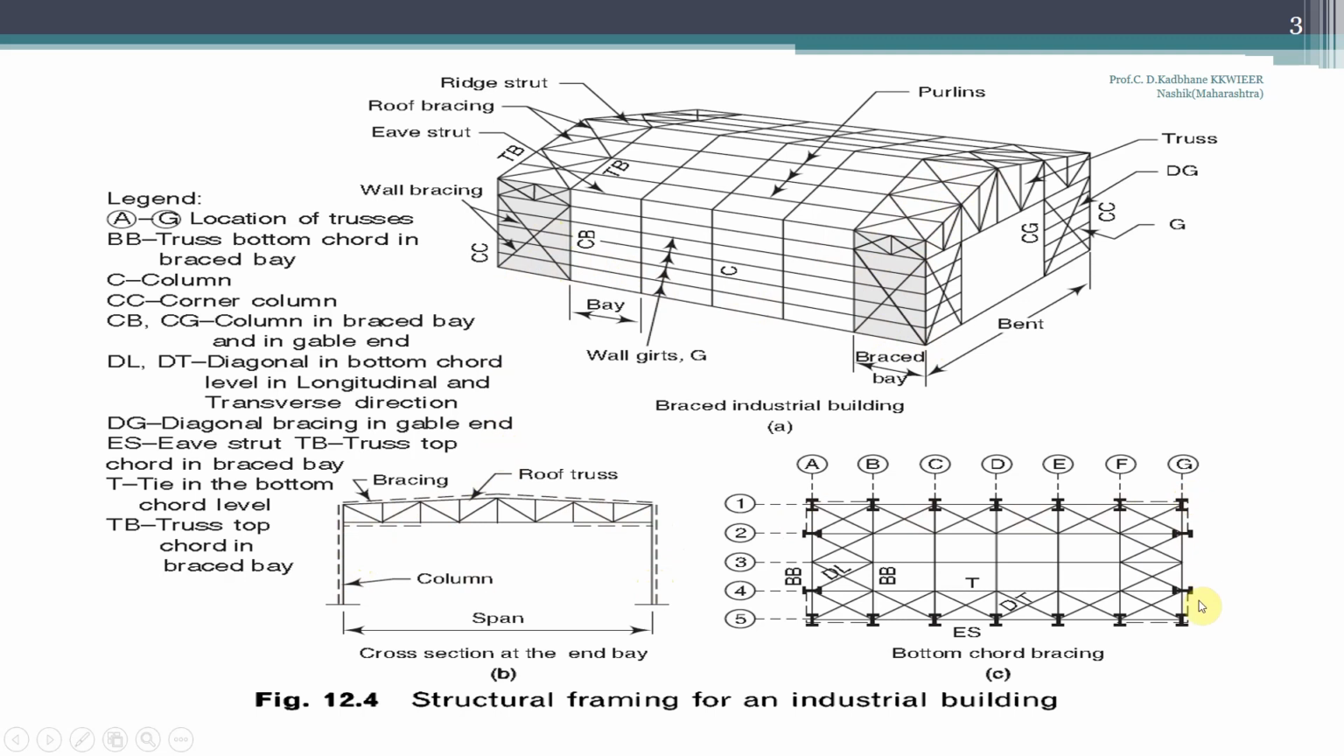Similarly in plan, if you look at the bracings provided, they are at the periphery of the structure and also at the tie level or bottom chord level. The function of providing this bottom chord bracing is to keep the complete structure intact at one place whenever large wind pressure is acting on the structure.